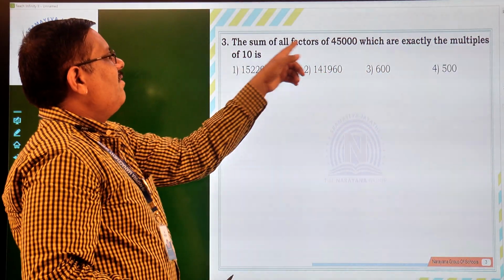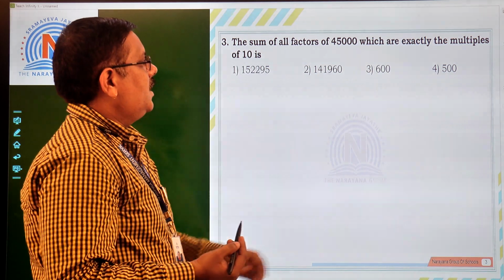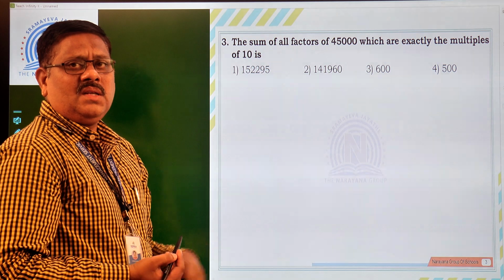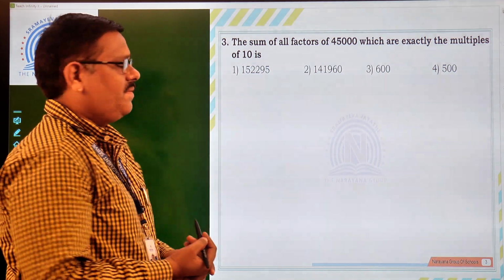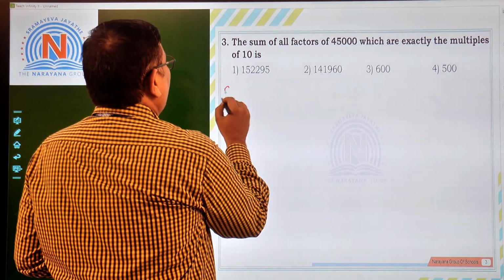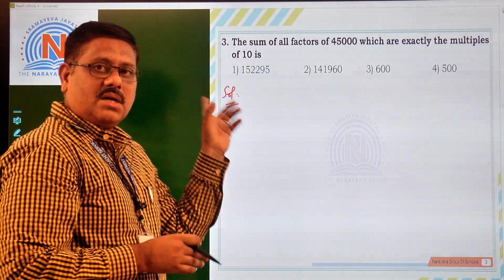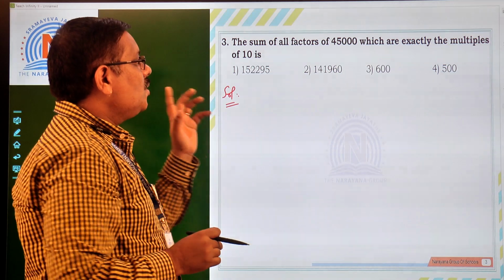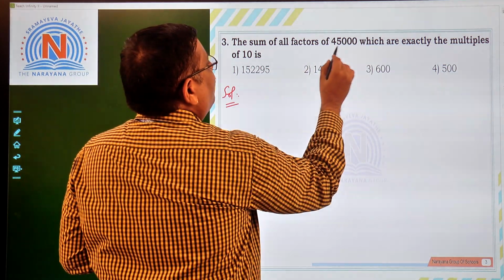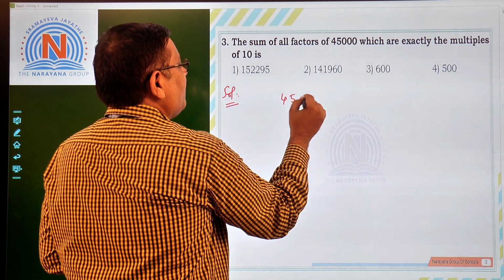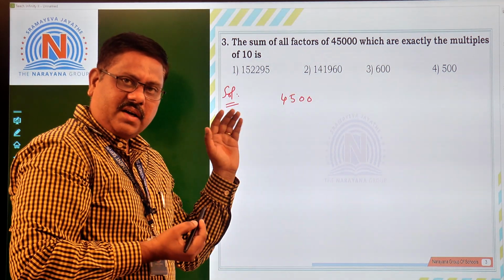The sum of all factors of 45,000 which are exactly the multiples of 10. So here we have to apply a logic. We have to add up the factors which are multiples of 10. So instead of finding factors of 45,000, we can do one thing. We can find out the factors of 4,500.